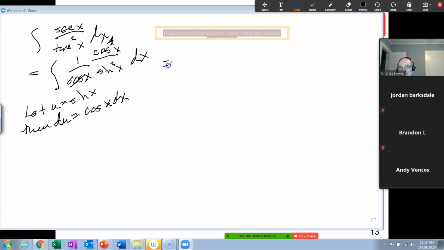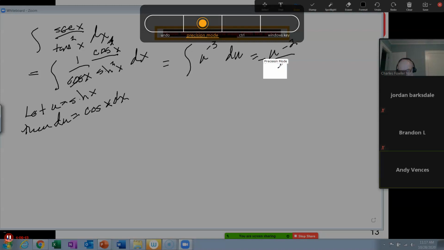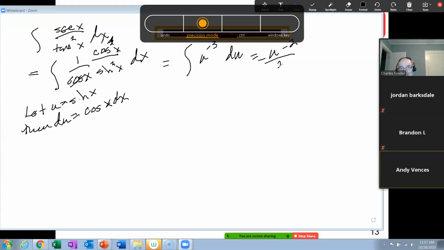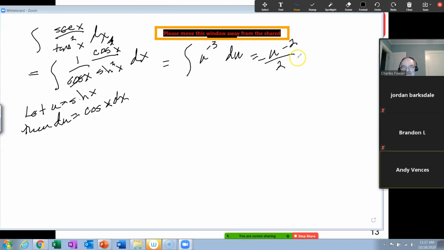Okay, so what do we have here? We have the integral of u to the minus 3, so let's write it that way, u to the minus 3 du, because the du is cosine x dx. All right, now this is an indefinite integral, so there's not much we can do with it. It's going to have a plus c in it. What would we do then? That would be u to the, increase that by 1, that makes a minus 2, divide by minus 2, and then we got a plus c.